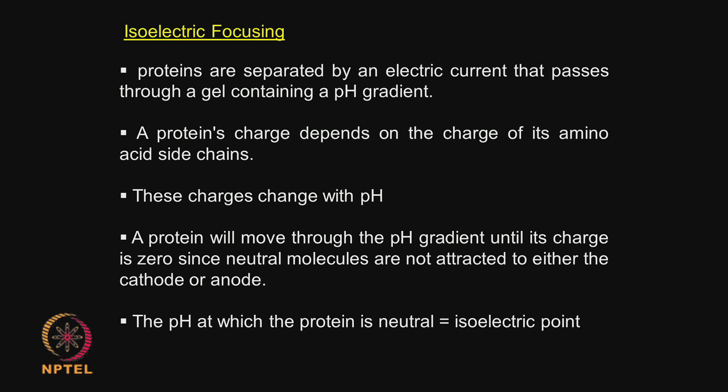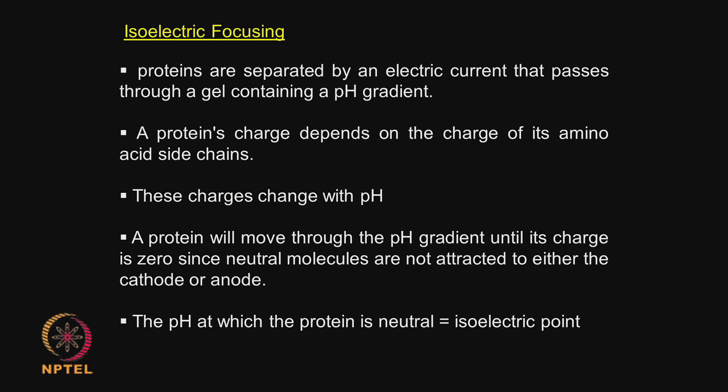Then comes isoelectric focusing. We all know what the isoelectric point is, right? The pH at which the protein completely loses all its charge. The protein passes through a gel containing a pH gradient. The charge on the protein depends on the amino acid chains, and these charges change with pH. The protein will keep moving through the pH gradient because of the electric current and its charge, but as soon as the charge is neutralized, when it reaches its isoelectric pH, it will not move. It will stop there, and that is how you achieve separation.